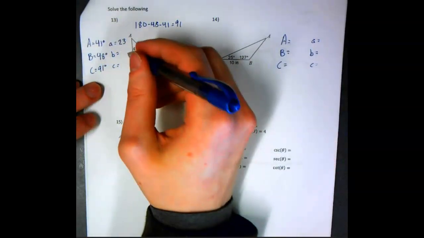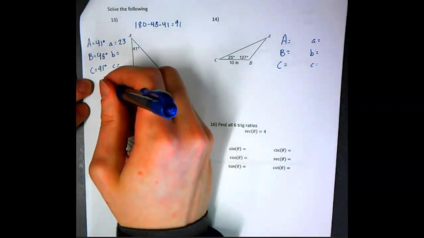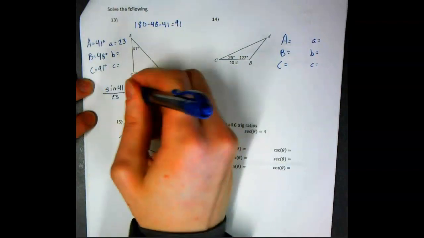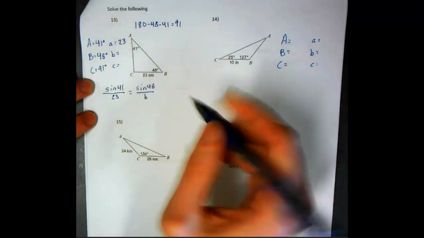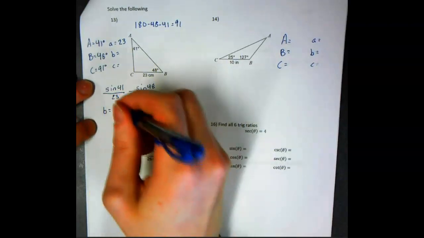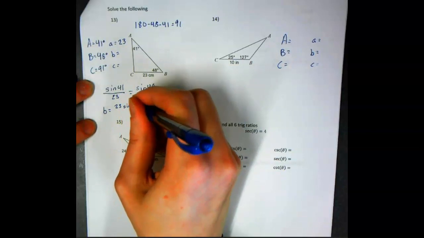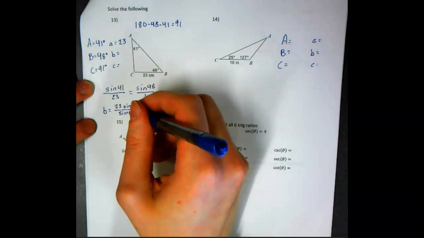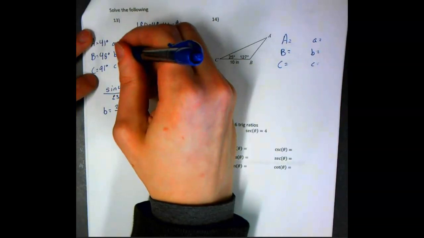Then we're going to use our law of sines to solve side B and side C. So we'll have sine of 41 over 23 equals sine of 48 over B. When we cross multiply and then divide, we'll have B equals 23 sine 48 over sine 41. And that's going to equal right about 26.